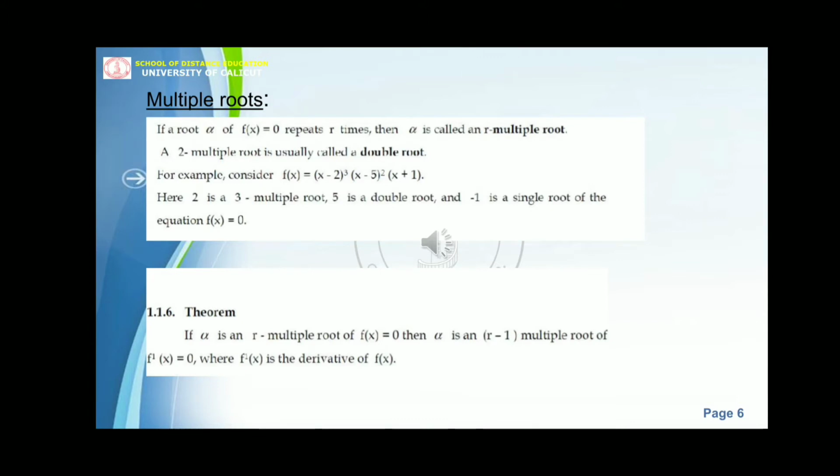If alpha is an r multiple root of f of x is equal to 0, then alpha is an r minus 1 multiple root of f dash of x equal to 0, where f dash of x is the derivative of f of x.